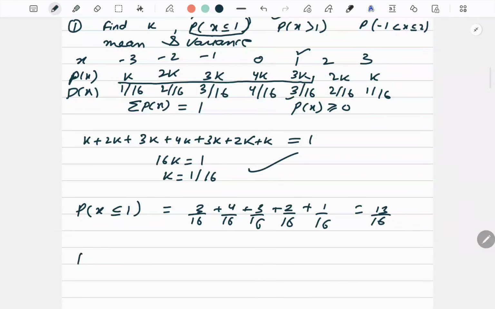Now come to the second one, probability for x is greater than 1. See, it is not equal to, only greater than. So greater than 1 means only these two. Right? So my answer will be 2 by 16 plus 1 by 16, which is equal to 3 by 16.